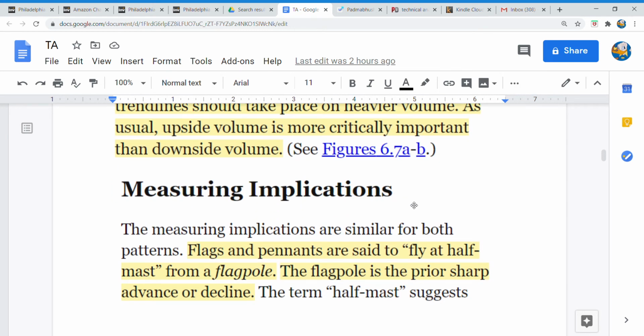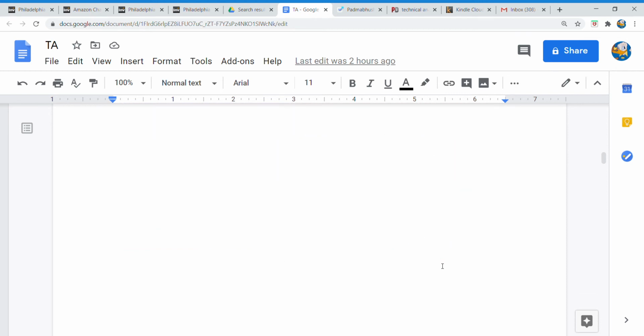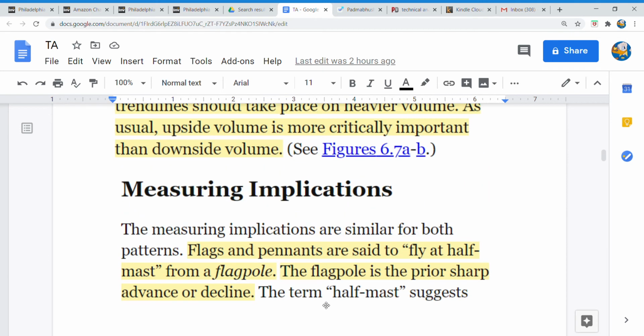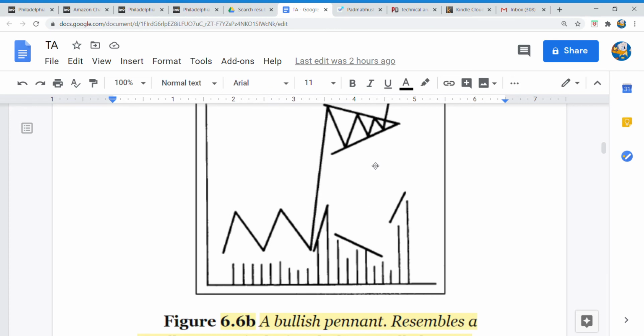Measuring implications. Flags and pennants are said to fly at half mast from a flagpole. The flagpole is the prior sharp advance or decline. So this is a flagpole. This is the prior sharp advance or decline.